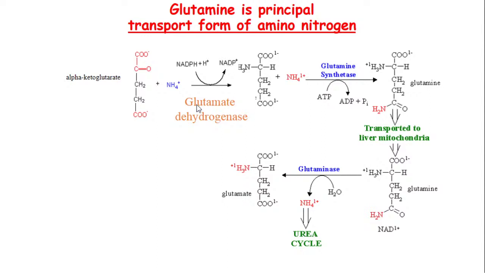Back reaction, glutamate dehydrogenase, it's a reversible reaction, but in back direction, usually the coenzyme is NADP. We obtain at first glutamate, glutamic acid, which after this will react with ammonia to form the amide of glutamic acid. Glutamine is formed. Look that for this synthetic reaction, ATP is necessary.